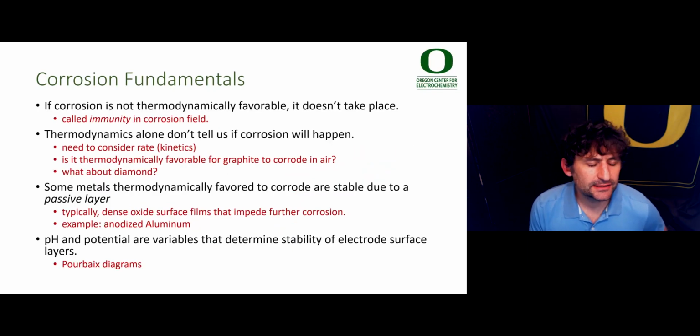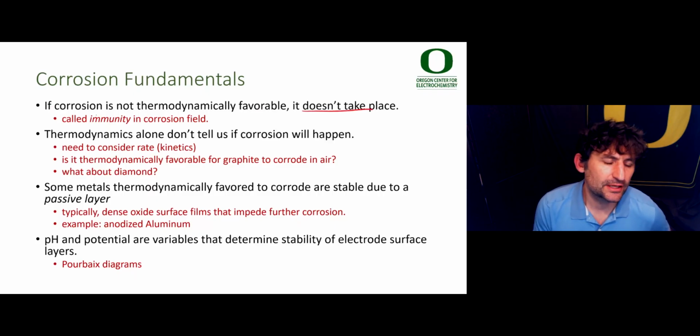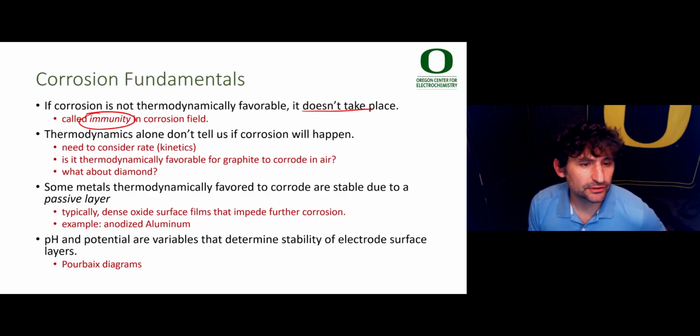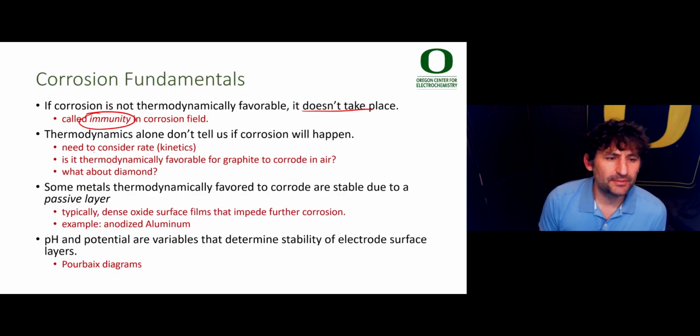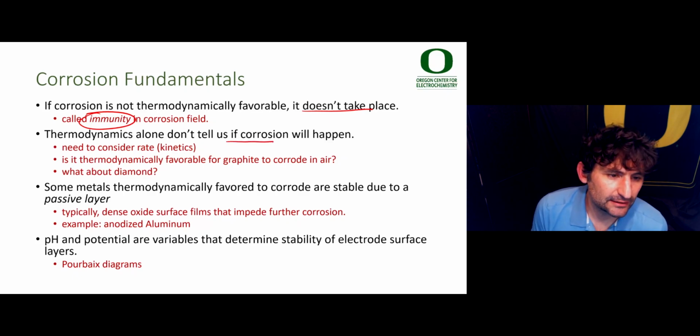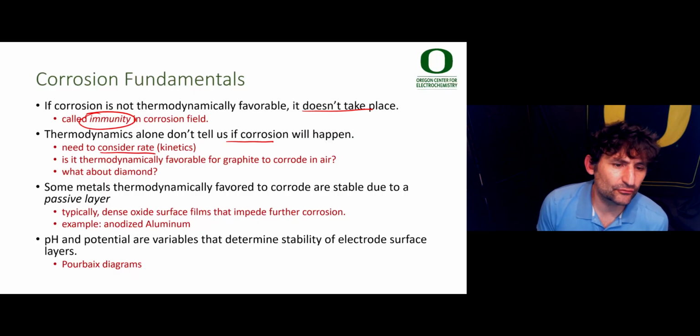Let's define some fundamental terms now. If corrosion is not thermodynamically favorable, it doesn't take place. We call this immunity in the corrosion field. The metal is immune to corrosion based on thermodynamics. But thermodynamics alone can't tell us if corrosion will happen, i.e. it might be thermodynamically favorable, but we need to consider the kinetic rate of the reaction.